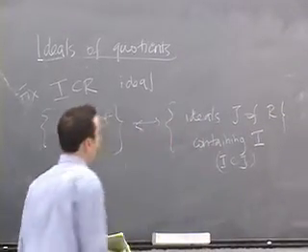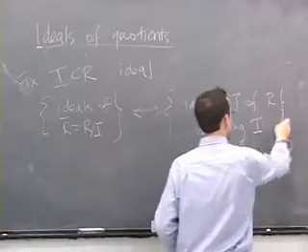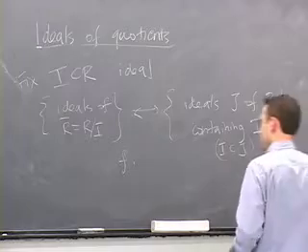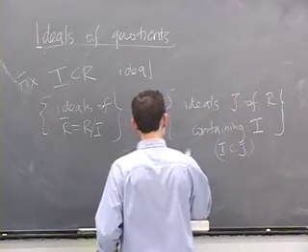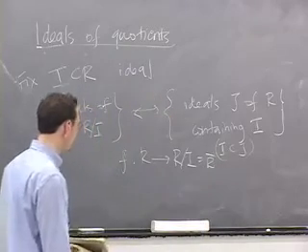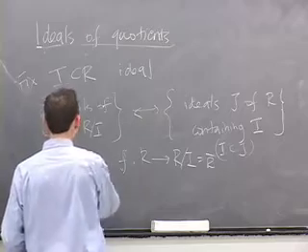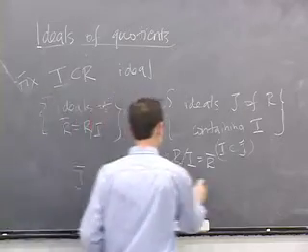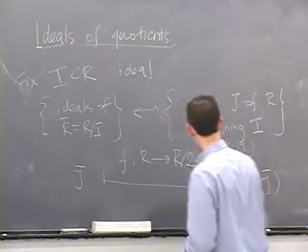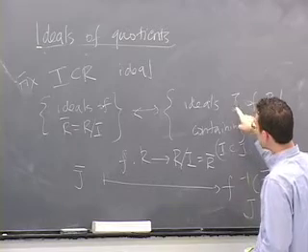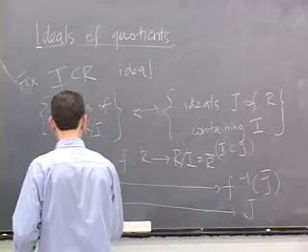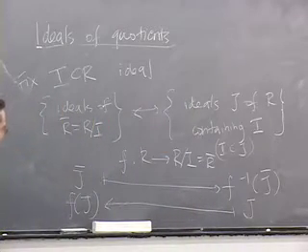And this correspondence is realized by the natural homomorphism from the ring to its quotient. So if f denotes the canonical map, then given some J bar, an ideal of R bar, this gets mapped to its inverse image. Going the other way, if I have an ideal of R which contains I, then I just consider its direct image, f of J.